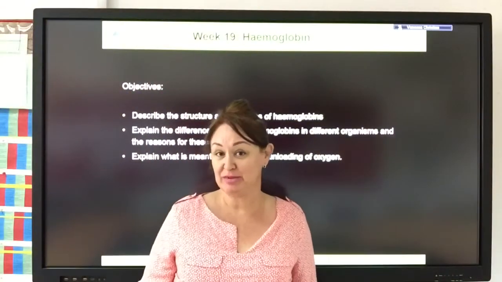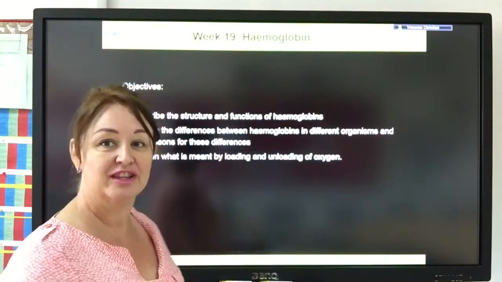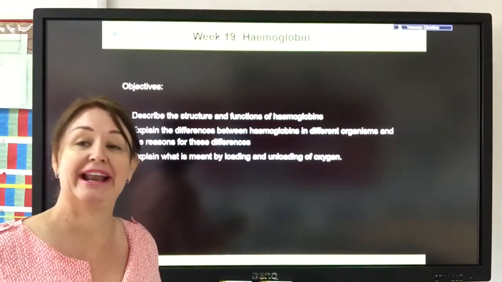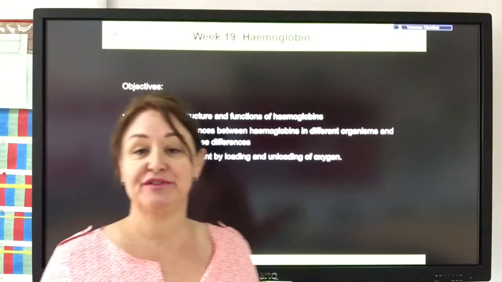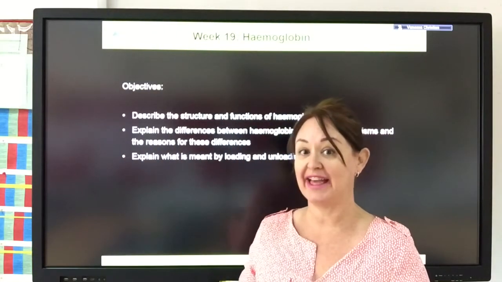Today we start a new chapter, chapter 7, and we're looking at hemoglobin. The objectives are here on the board. We're going to be looking at the structure of hemoglobin and how that relates to its function. And we'll be looking at how different organisms have different hemoglobins and why that is.